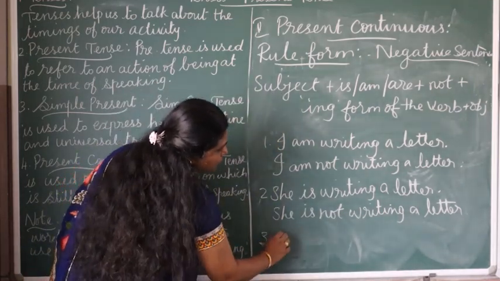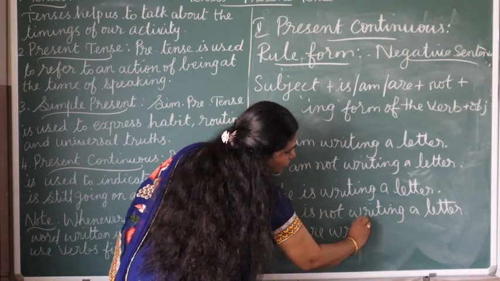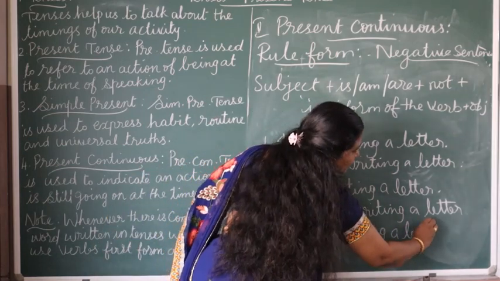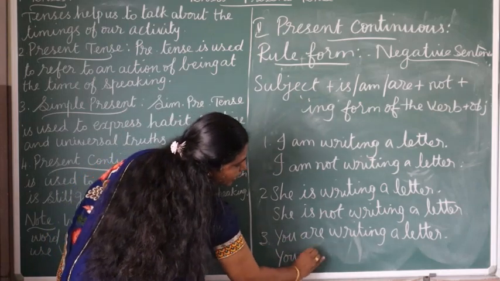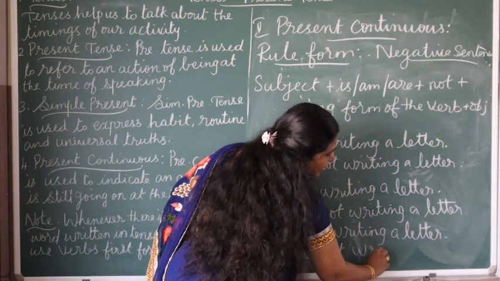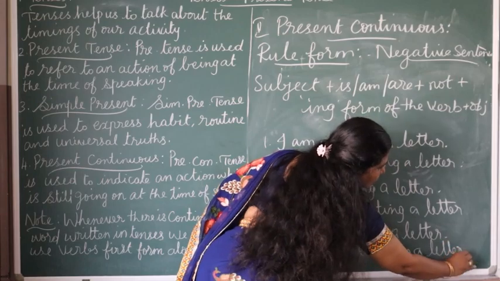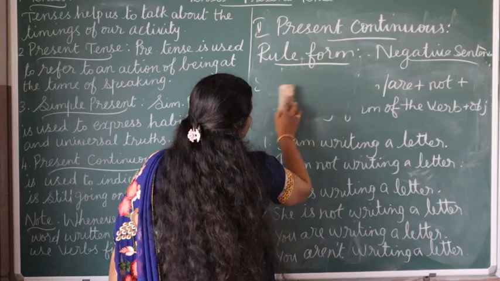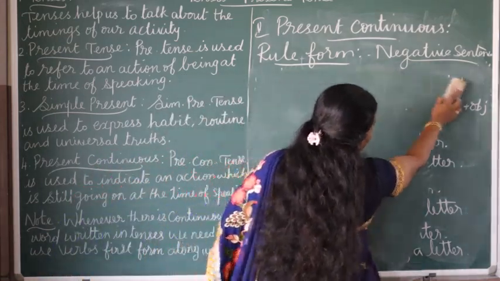Third example, you are writing a letter. So you aren't, are not in short form, aren't writing a letter. And then next, present continuous interrogative sentence, rule form of the interrogative sentence.